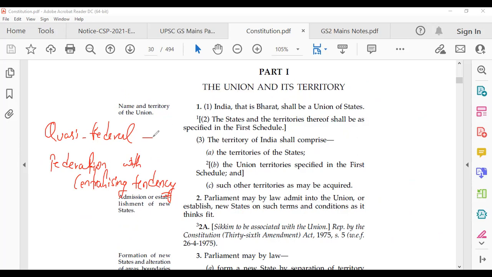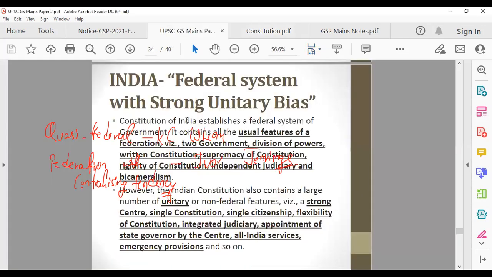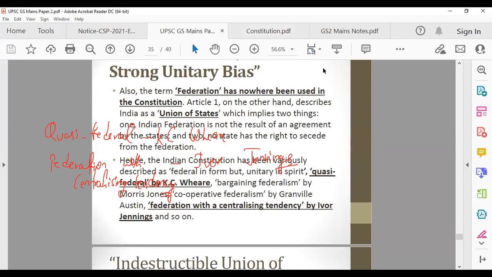Sometimes, in some PSCs, not UPSC, they will ask who said this: what Wheare said, or what Ivor Jennings said. Up until now, I have not seen any question where UPSC has asked who said this, giving options like Wheare, Ivor Jennings, this and that. But do remember that also. What will you do? We have to read what they're asking, right? So federation is nowhere used, and we have talked about all these points.